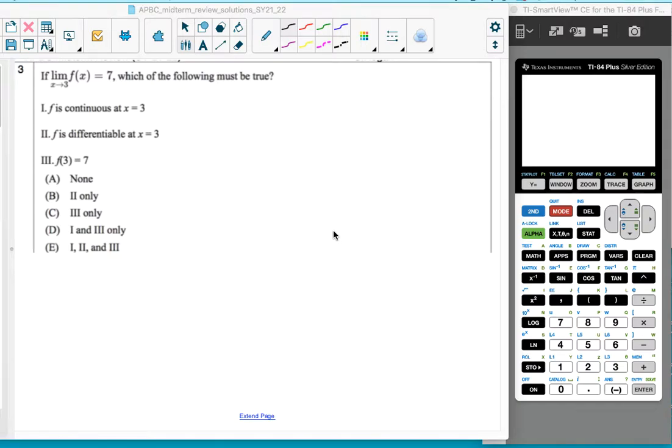All right, this is AP Calculus BC. We are doing midterm review. This is multiple choice question 3, which is non-calculator.